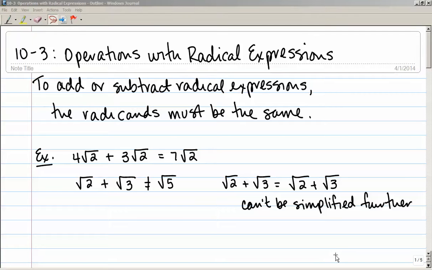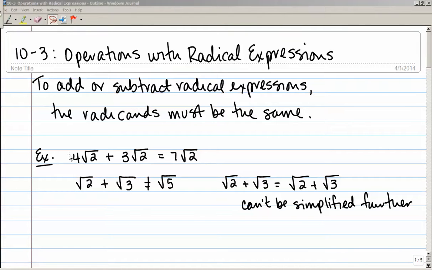Section 10.3 is on operations with radical expressions. To add or subtract radical expressions, the radicands must be the same. So even though you can multiply radical expressions that have different numbers underneath the radical sign, you can only add or subtract them if they are the same.